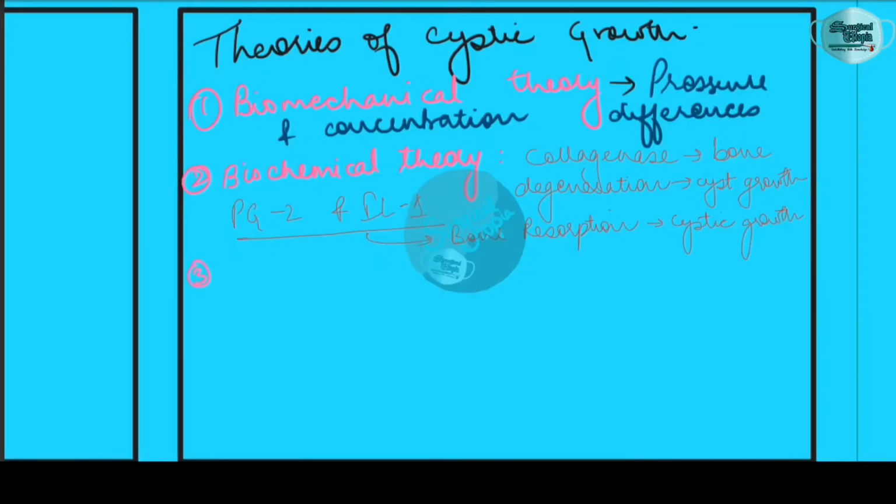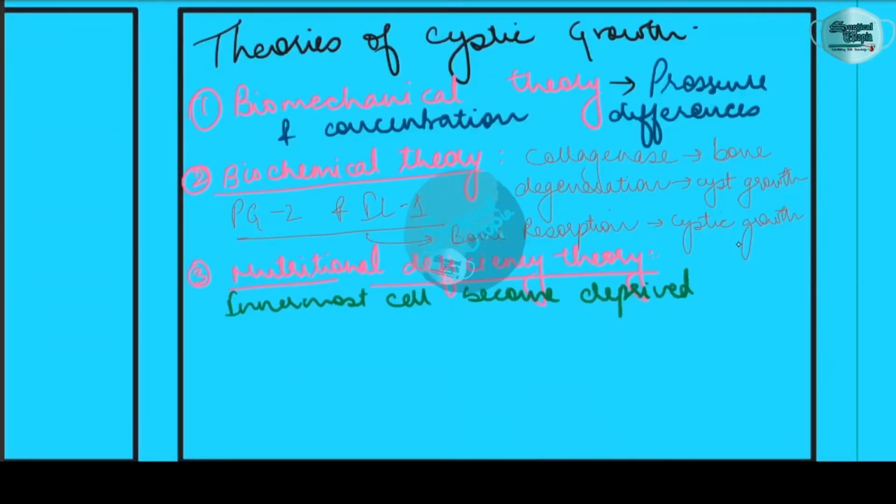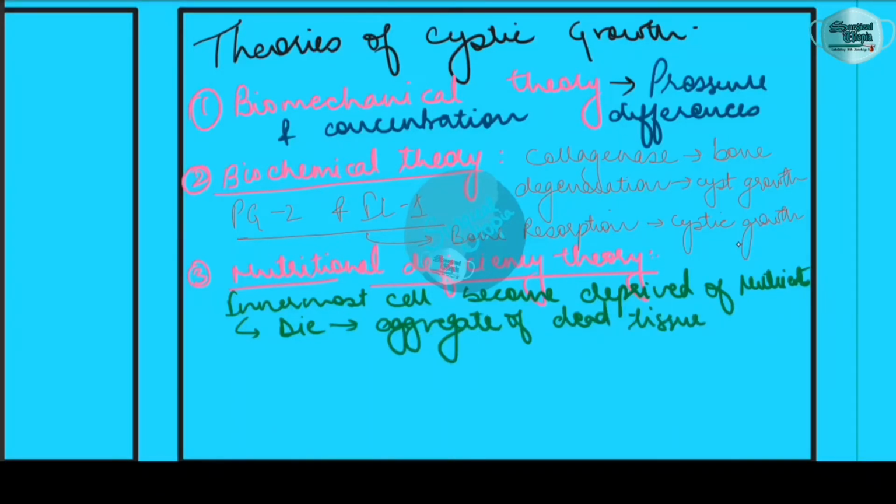The third theory is nutritional deficiency theory, which states that epithelial cells will form a mass inside the cavity and the innermost cells become deprived of nutrients because they are far from the source of nutrients, that is the blood vessels, which leads to degeneration of the innermost cells, and therefore it forms an aggregate of dead tissue, which further undergoes ischemic liquefactive necrosis and creates the cavity space surrounded by growing epithelial cells.